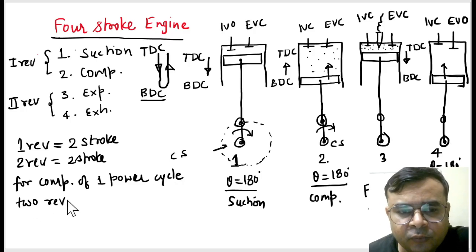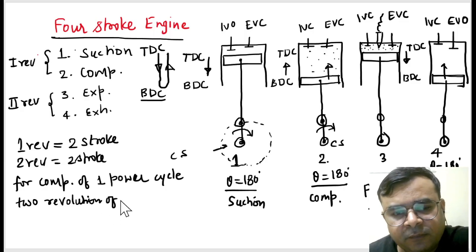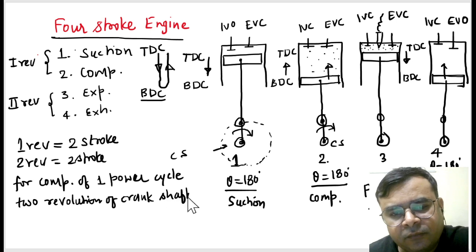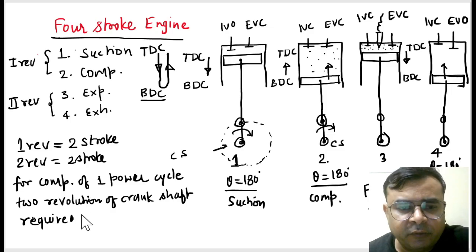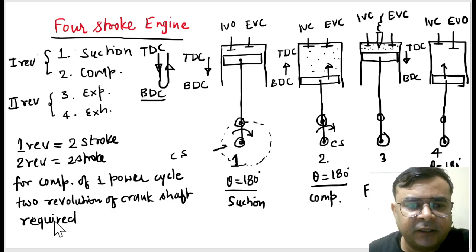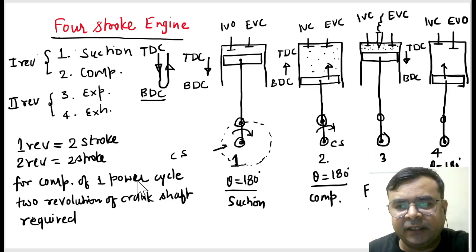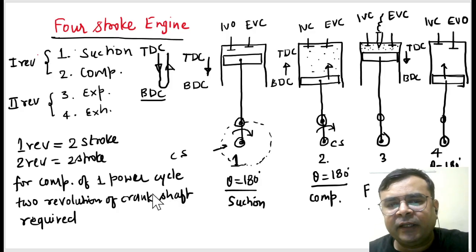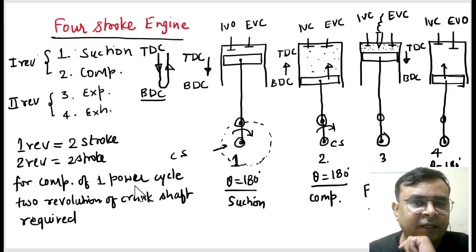Two revolutions of the crankshaft required. Is it right? Two revolutions of the crankshaft are required for completion of one power stroke or one power cycle. Two revolutions of the crankshaft required means in every two revolutions of the crankshaft we get one power stroke. Are you getting my point?